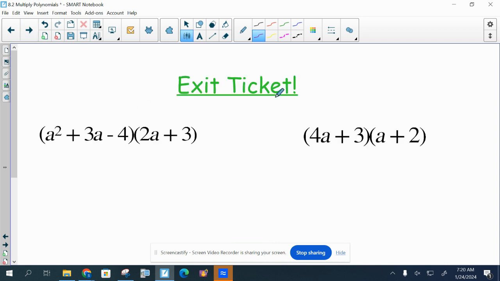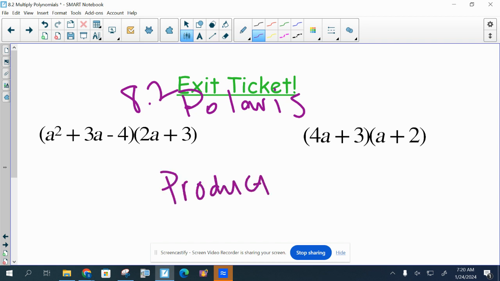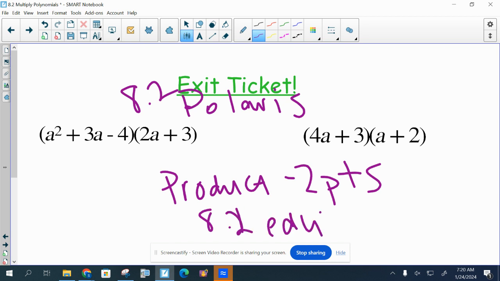The exit ticket is in Polaris. So please complete the 8.2 exit ticket. You have multiple attempts at it. It is a product grade worth 2 points. Then once you're done with that, then you can work on the 8.2 Edulastic homework due tomorrow.